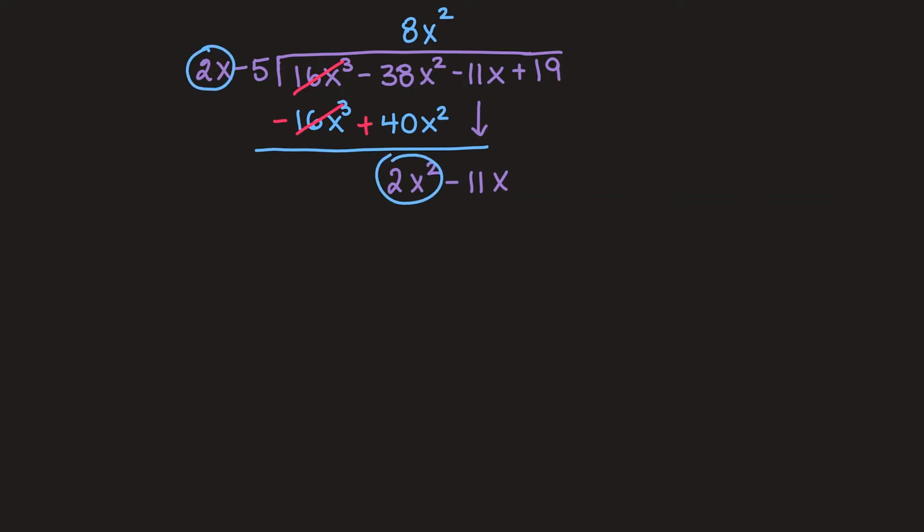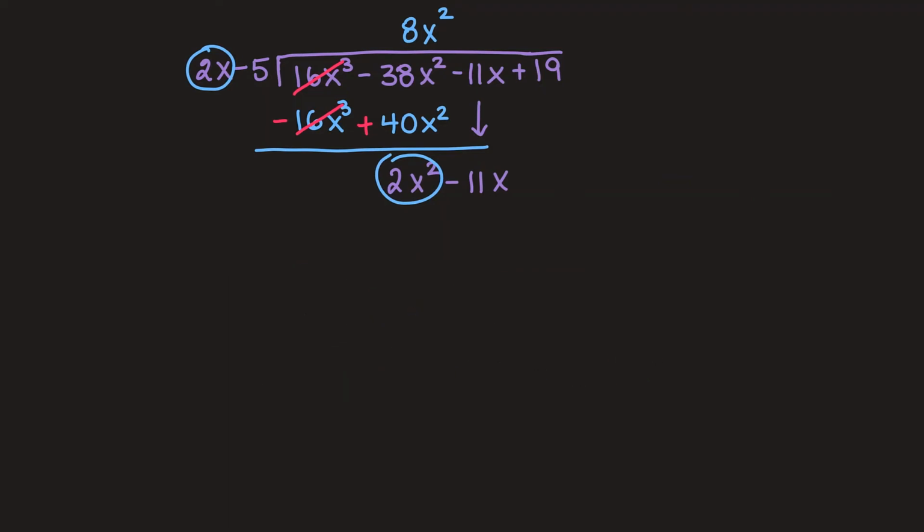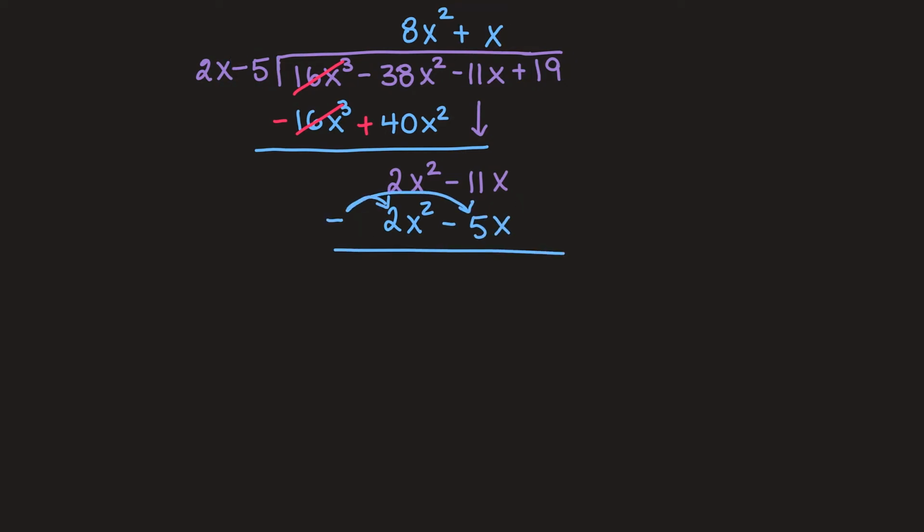So we need to figure out, what do we multiply 2x by to get 2x squared? That's just x, since 2x times x equals 2x squared. So we place that above the negative 11x. Now we multiply x by the divisor, so x times 2x is 2x squared, and x times negative 5 is negative 5x. Subtract and distribute the negative, and we get negative 6x. Now we bring down the plus 19 and repeat the process.